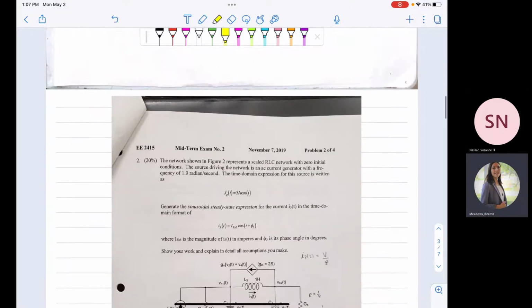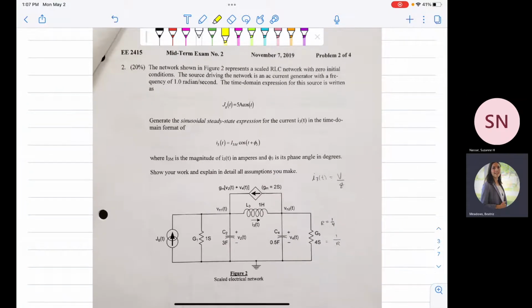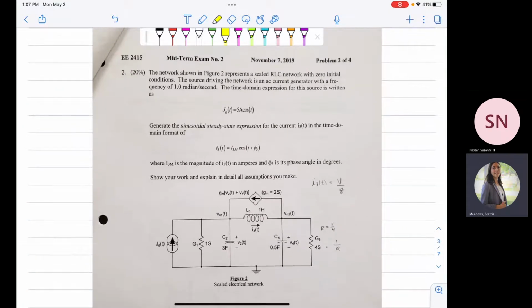Okay, so Suzanne's going to start with your first problem. I'm going to give you a couple of minutes to write it down if you like, or take a note.